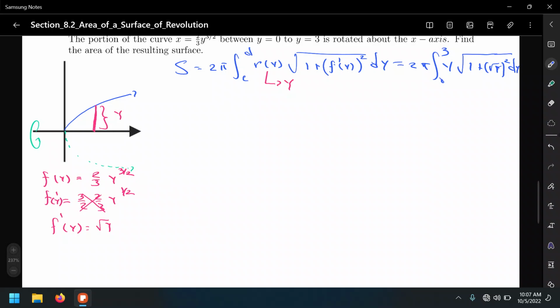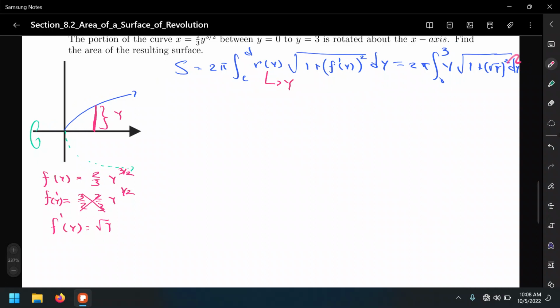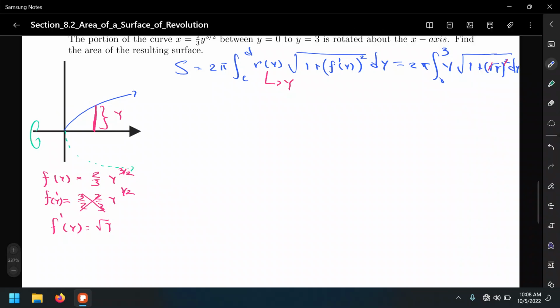Well, let's do some simplification. Notice how this square cancels this radical, and so we're going to be left with 2 pi integral from 0 to 3 of y square root of 1 plus y dy. So that's the integral that we need to evaluate.